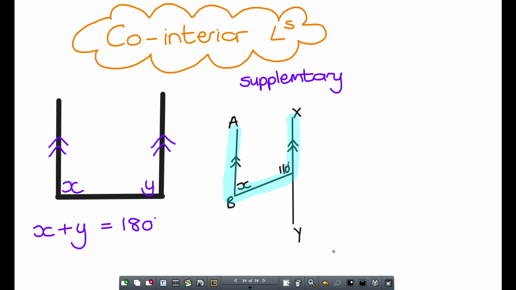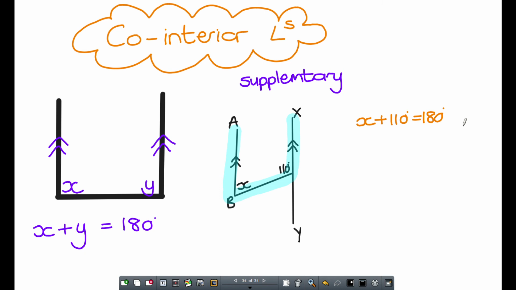So because I see a U, I know I'm going to use co-interior angles. And because they're co-interior, it means I've got to take that X and add the 110, and that will be equal to 180.